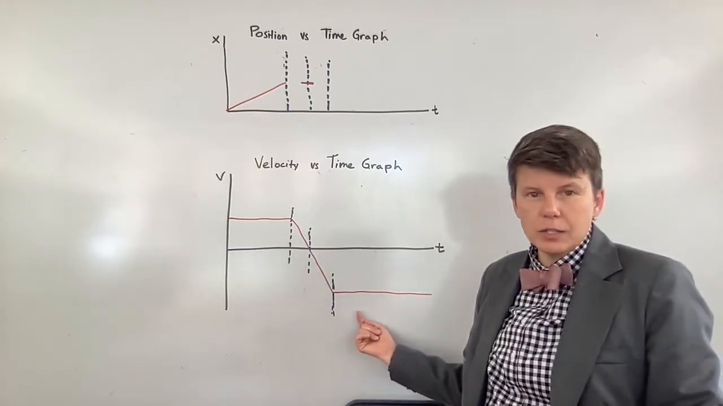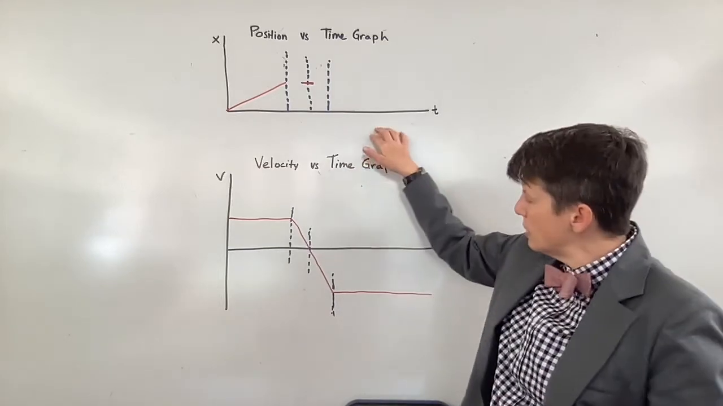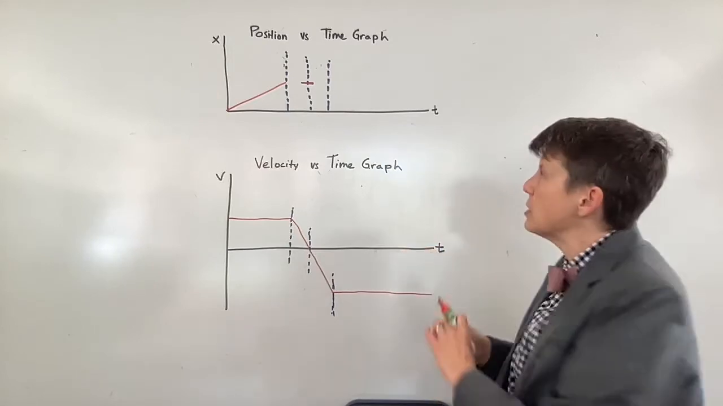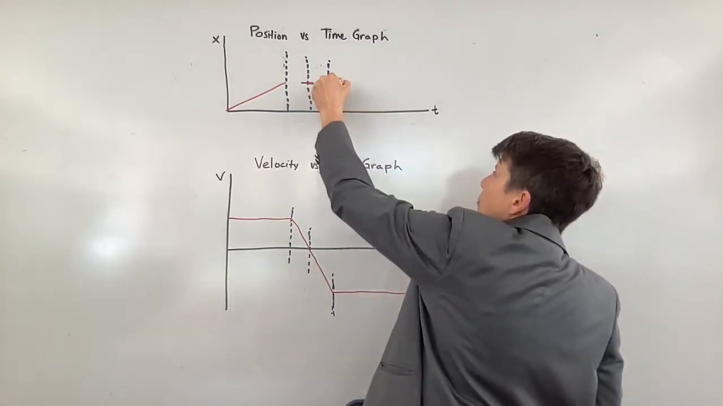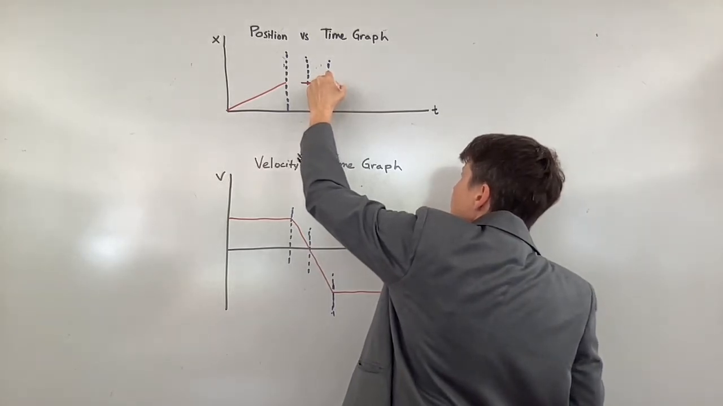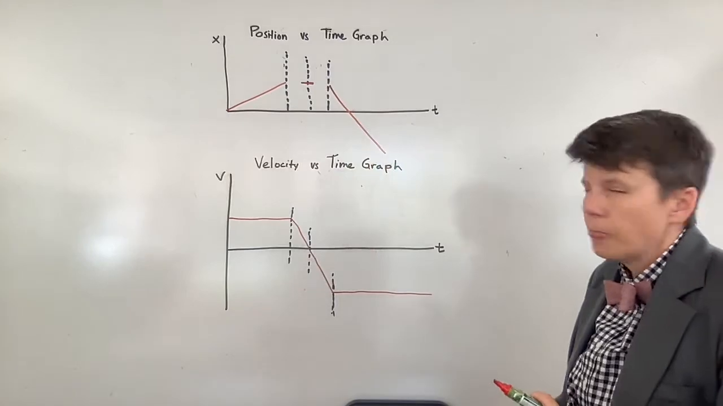Now I've got a constant velocity that's negative. Constant negative velocity. I want to point out that this velocity is smaller than this velocity. So this time I want my negative velocity to be steeper. Something like that. Okay.